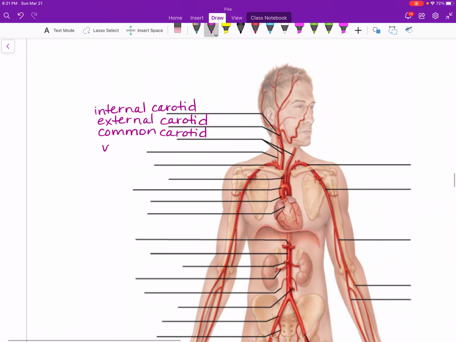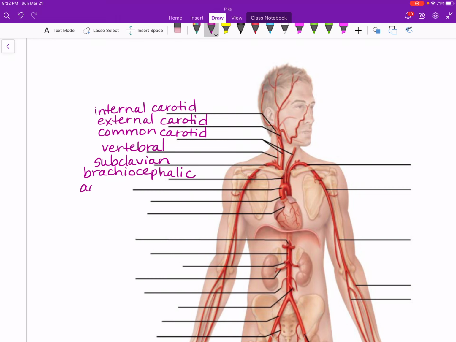Then we have something called the vertebral artery. It goes up and it goes through the foramen magnum and supplies the brain and the skull, but then it also has vertebral or spinal extensions that go to the cervical spine. So then next we have the subclavian. Subclavian just means under the clavicle. We have the brachiocephalic. So really two words in that name. We have arm and head, brachial and cephalic.